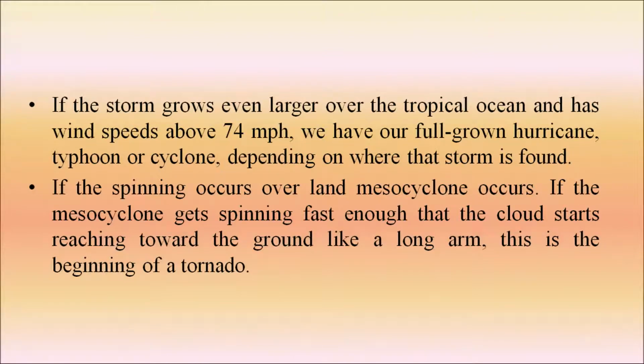If the mesocyclone gets spinning fast enough that the cloud starts reaching towards the ground like a long arm, that is the beginning of a tornado. If the cloud's arm reaches all the way to the ground and grabs hold, this is now officially a tornado, ready to suck up everything in its path like a giant vacuum cleaner hose.